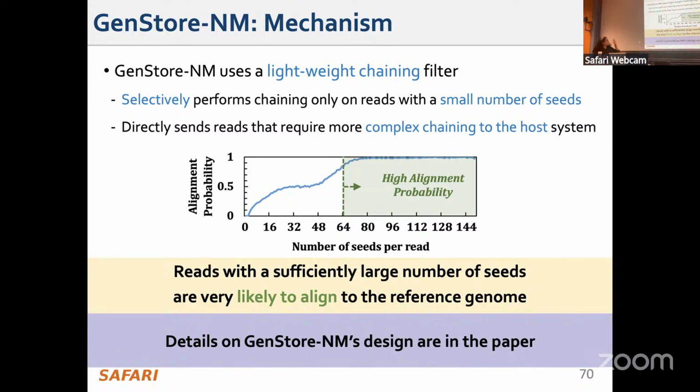So given this observation and this very simple insight, we can get rid of many reads and filter many reads in some use cases by very low cost hardware support and simple operations. As I mentioned, some of them are so simple that they can even be adopted on general purpose in-storage processing systems.